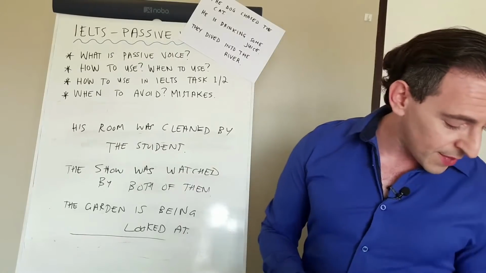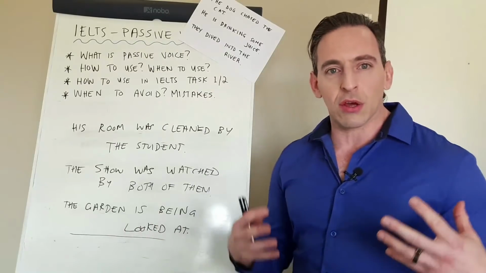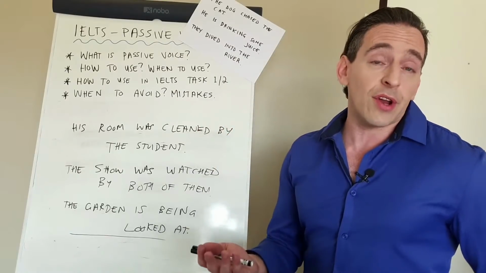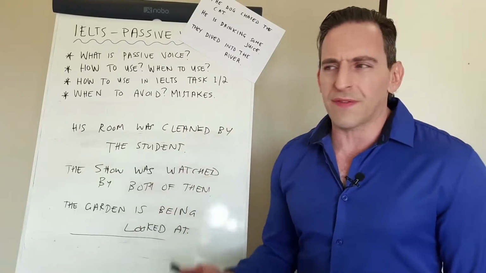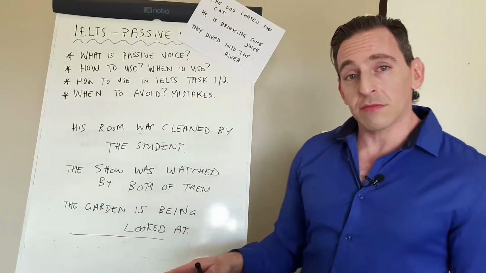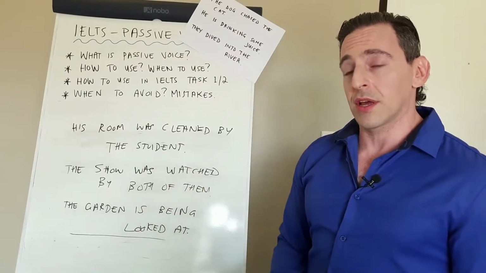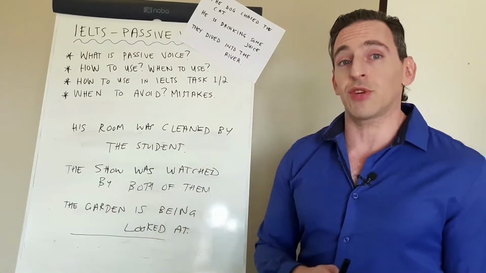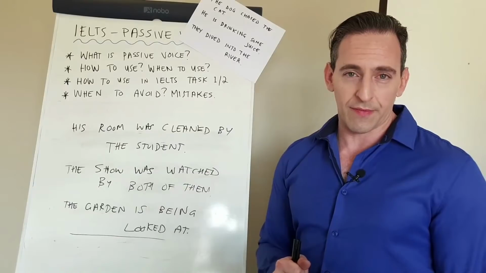Now, the first reason is the subject might not be known. So let's look here. The garden is being looked at. Now, I said in my example that he was looking at the garden. I don't know who he is. I could say by him, but what if it didn't tell me that? What if I don't know if it was a him or a her? What if I don't know the name? I can just leave it like this. This allows me to have a sentence that works without having a subject. The garden is being looked at. It's a perfect sentence, but we don't have a subject. So if I don't know the subject, passive voice is my only way to go.